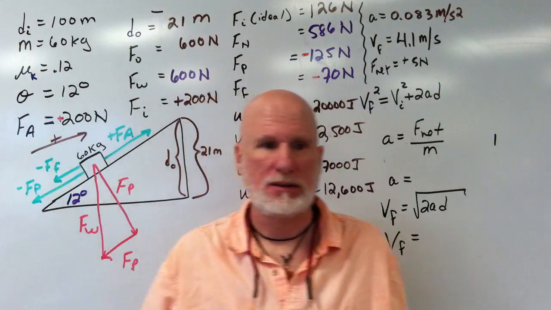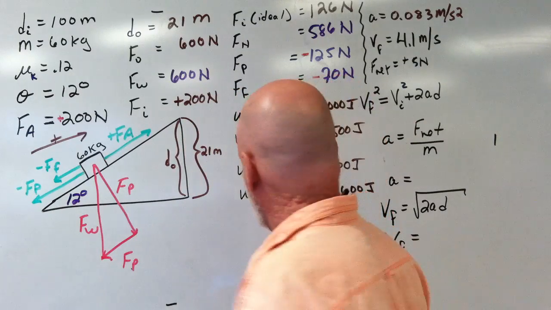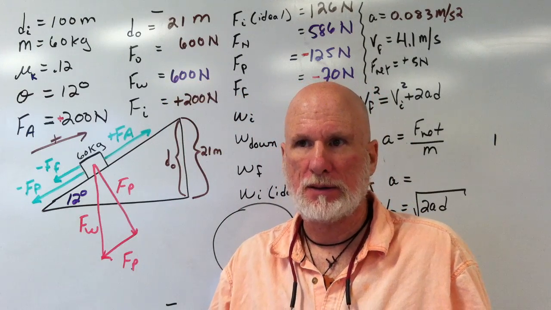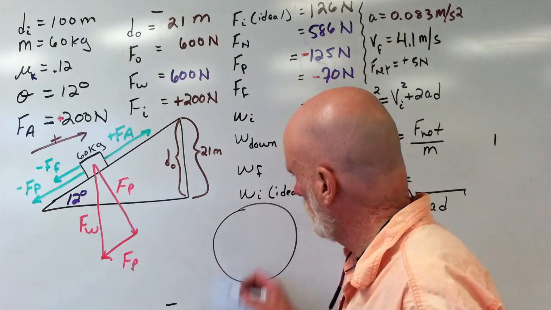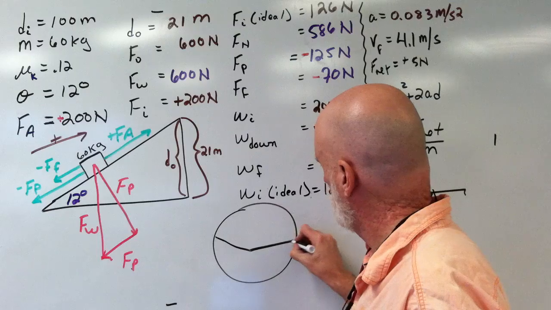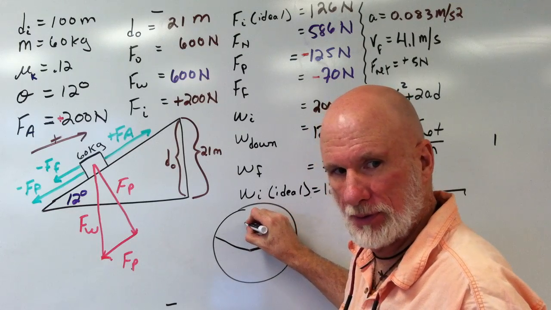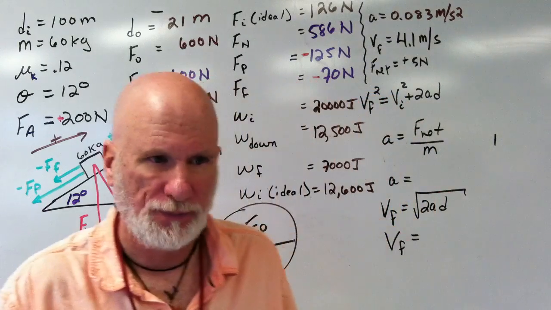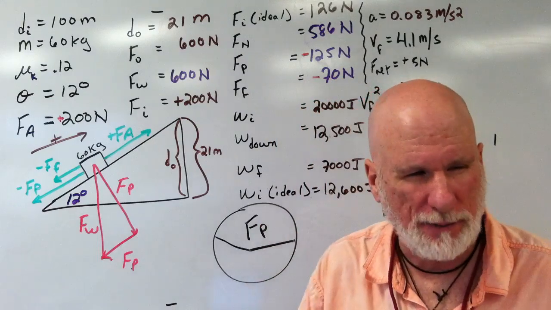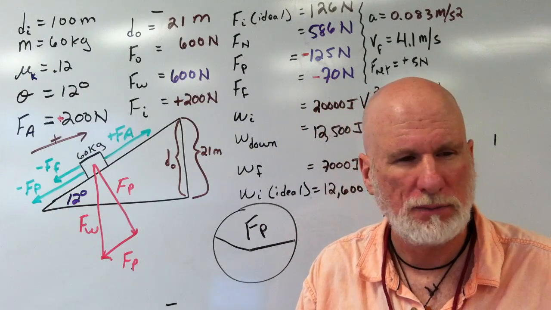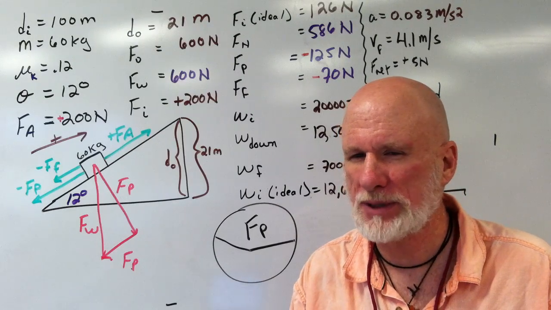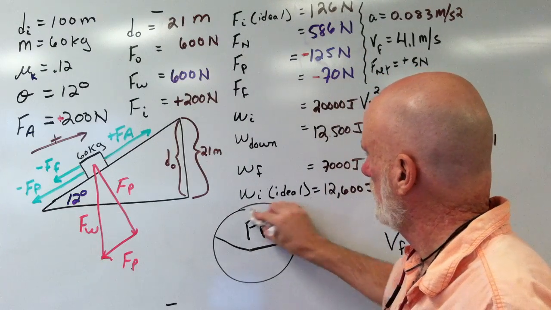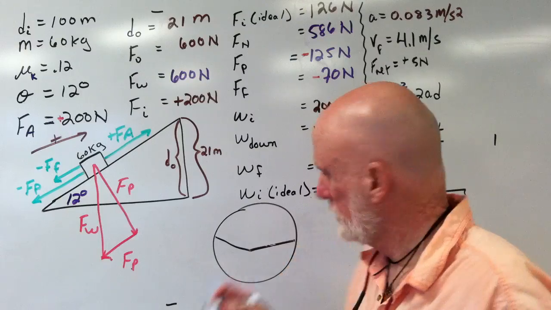Now let's look at a pizza pie, okay? You ready? A lot of the energy was lost because of what? Friction. FP, right? Which is the same thing as what? Applied force. No. W. What's FP? FP times 100 is what up here? W down. Yeah, W down, right?